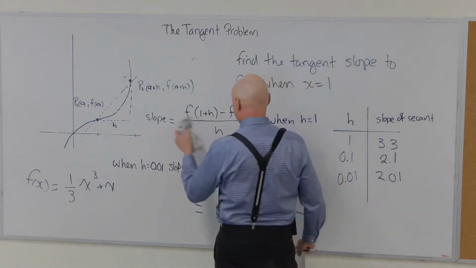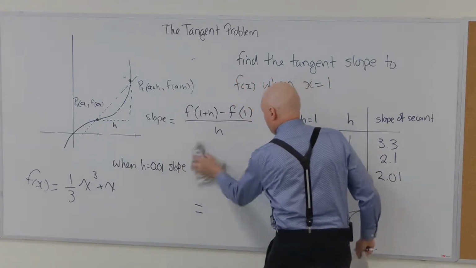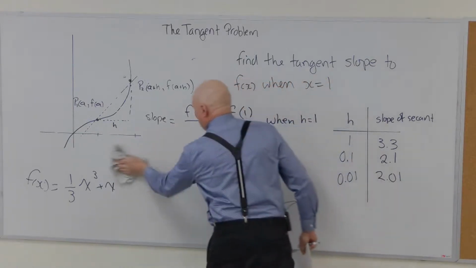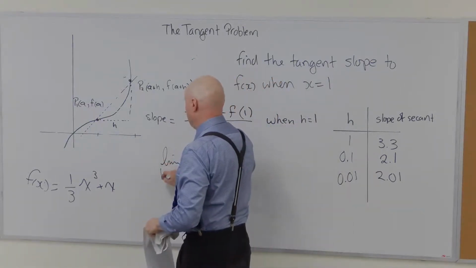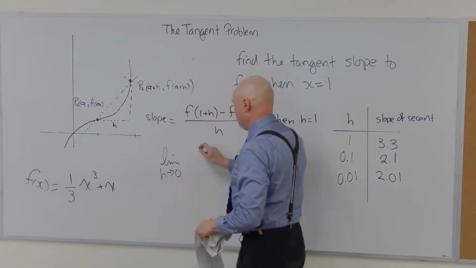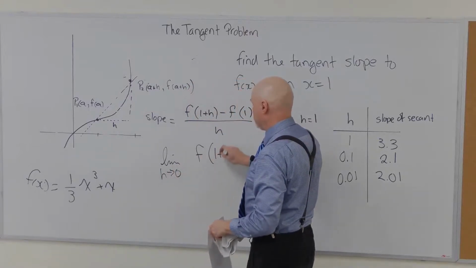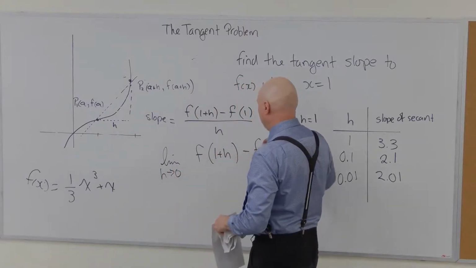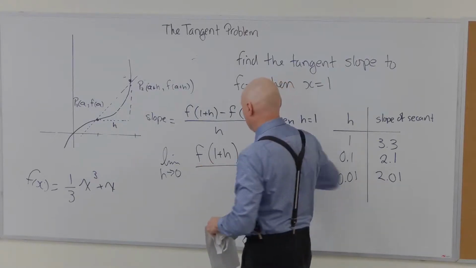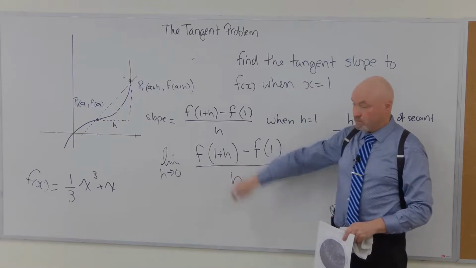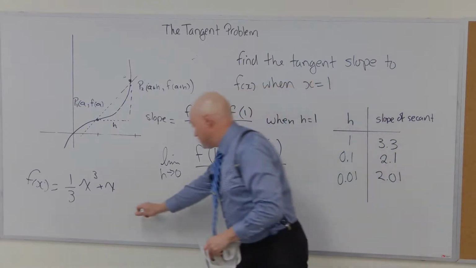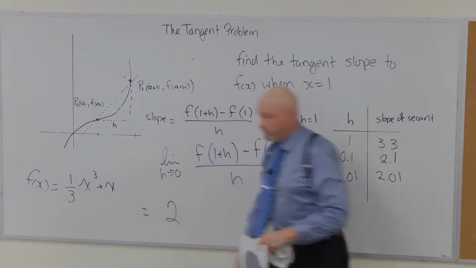So we can use that limit notation now. We can rewrite this whole thing. So we can say the limit as h goes to 0 of f at 1 plus h minus f at 1, over h, and it's important to put that limit in, is equal to 2.